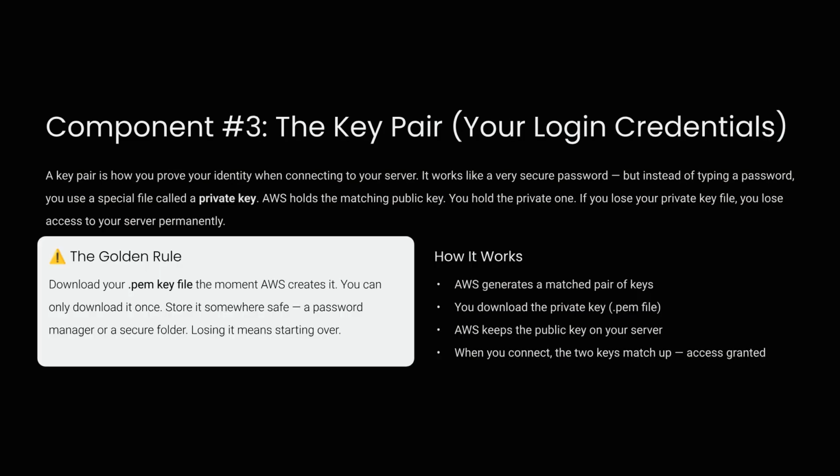The key pair provides your login credentials. Instead of a password, you use a private key file, a .pem file, to connect to your server. AWS holds the public key. Download your private key immediately and store it securely. You can only download it once.